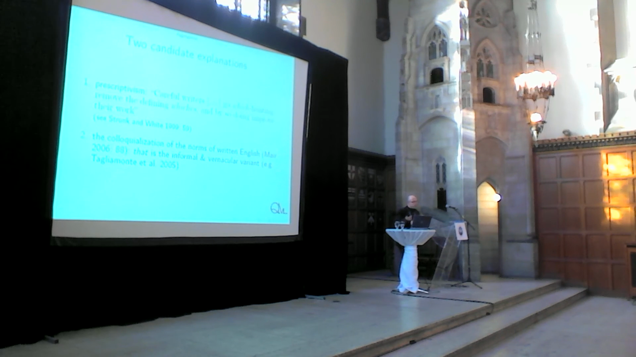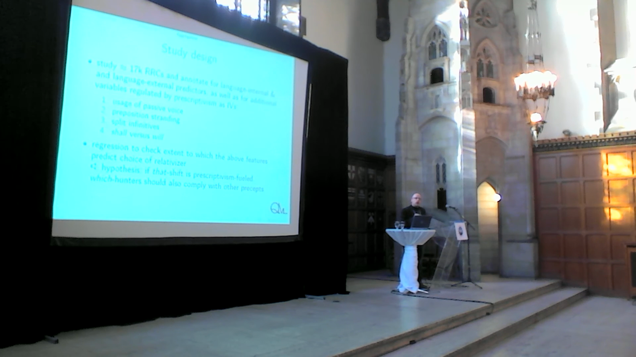Okay, so which explanation is the correct one? To address this question, Hinrichs et al. study a large number of tokens and annotate not only for classical language internal and language external factors, but also for additional variables regulated by prescriptivism, which they include as independent variables in regression analysis. Usage of passive voice, preposition stranding, split infinitives, and so on. And the study then uses regression analysis to check the extent to which the above features predict relativizer choice, the hypothesis being that if the that shift is a prescriptivism-driven change, then those writers who go witch hunting should also be those writers who avoid split infinitives, preposition stranding, and so on and so forth.